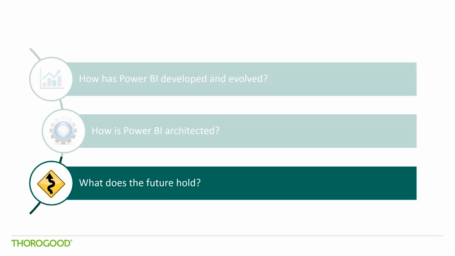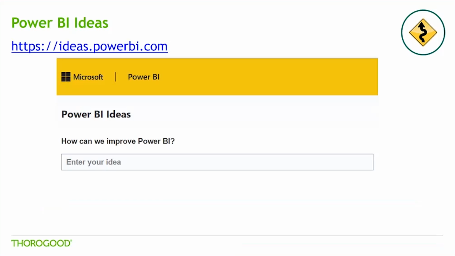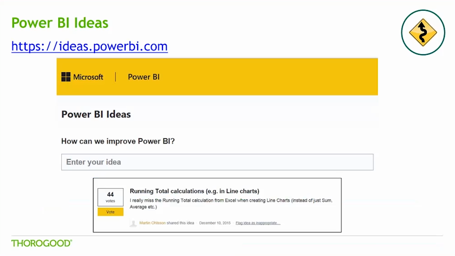Okay, so I'm now going to take a look at what the future may hold for Power BI. I've already mentioned that Microsoft have a lot of developers working on this, and the pace is so fast that generally there isn't a long-term roadmap available from Microsoft. Indeed, a large part of the development is driven by demand. There's a site called ideas.powerbi.com that allows users of Power BI to suggest improvements and vote and comment on other ideas. For example, here's a suggestion to implement a running total calculation, which would have been useful for me in my first demo. Not that popular though, it's only got 44 votes so far.